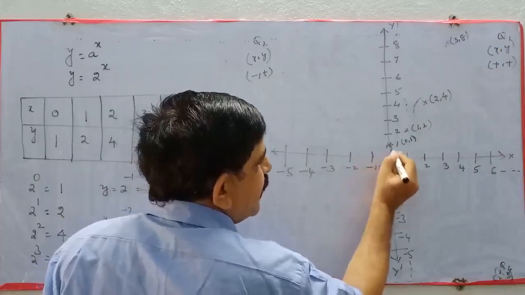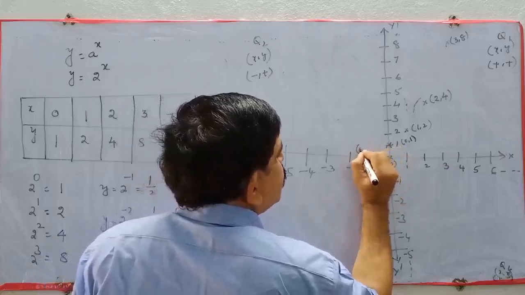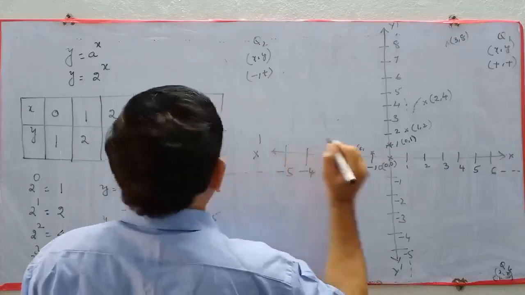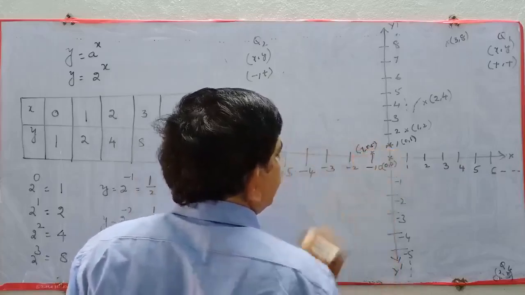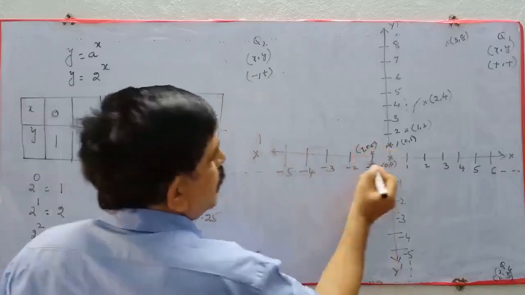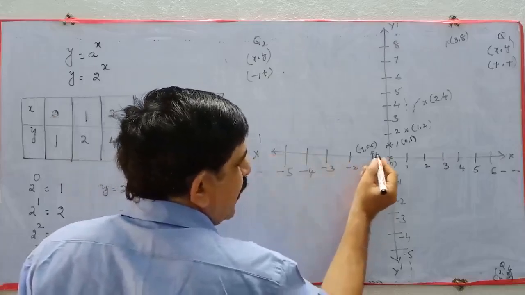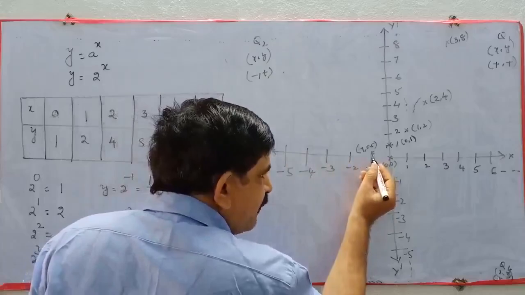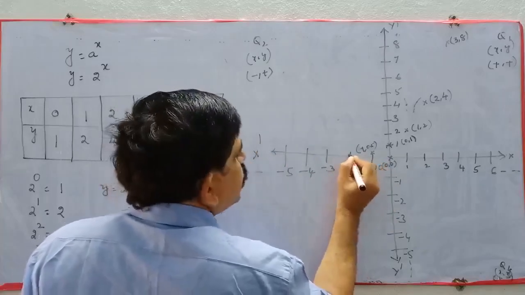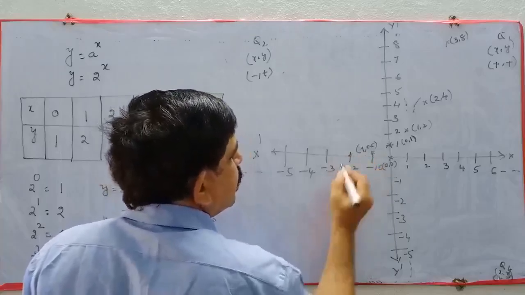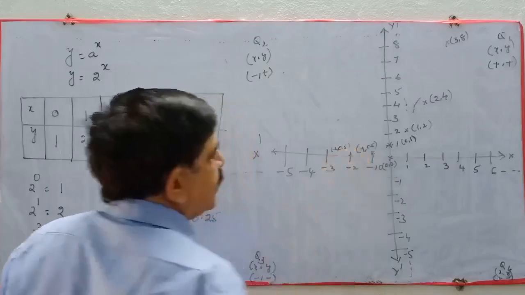It lies in between 0 and 1. So here, minus 1 comma 0.5. Next one, x is minus 2, y is 0.25. So 0.25 lies between this 0.5 and 0 here. So here, minus 2 comma 0.25. Okay.